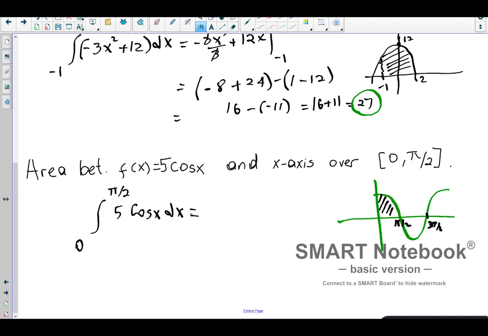All right, so do you remember the antiderivative of the cosine function? Which function, when differentiated, gives you cosine? And if you said sine x, bravo, you remember it. Take the 5 out of the integral symbol, it's just a constant, and the integral of cosine is sine x, and the limits are going to be 0 to pi over 2. And when you plug in the upper limit, you get 5 times sine of pi over 2, and plug in the lower limit, you get sine of 0.